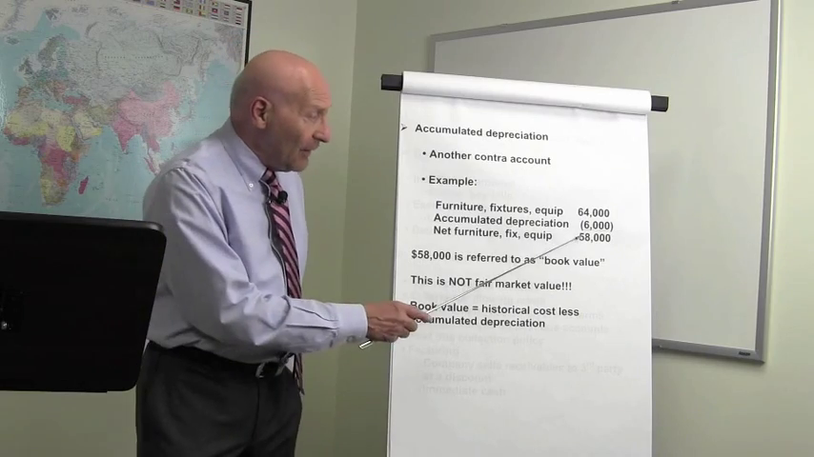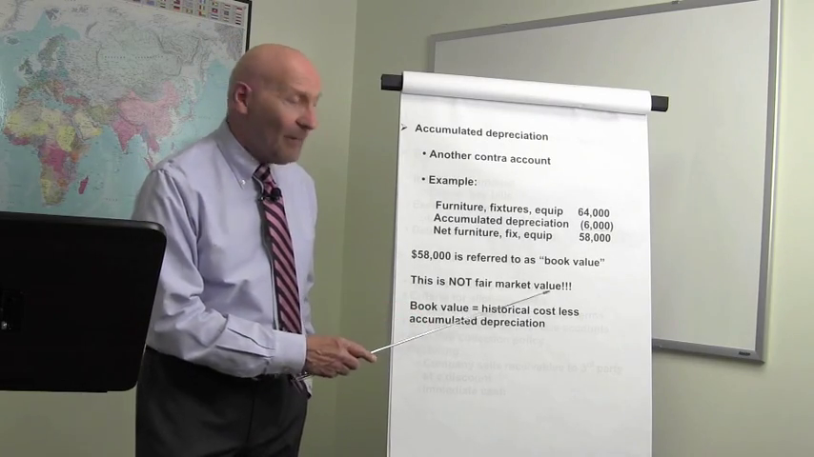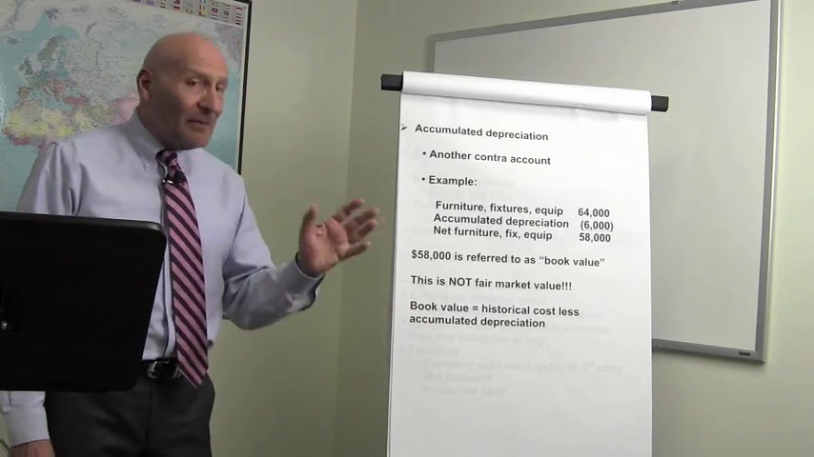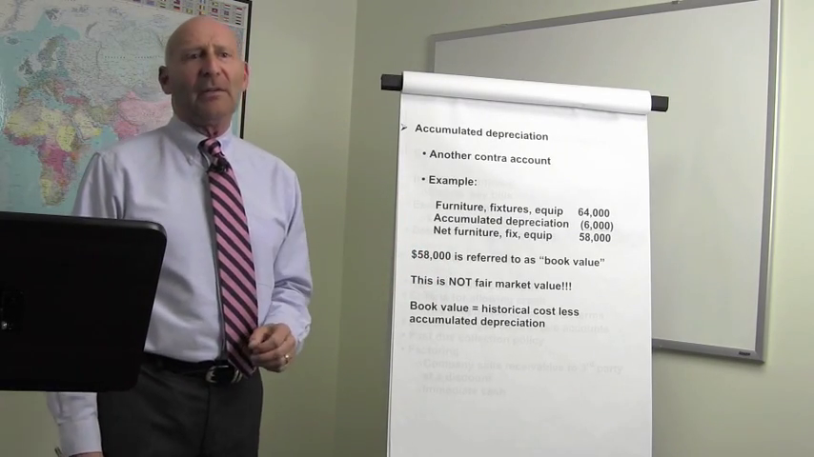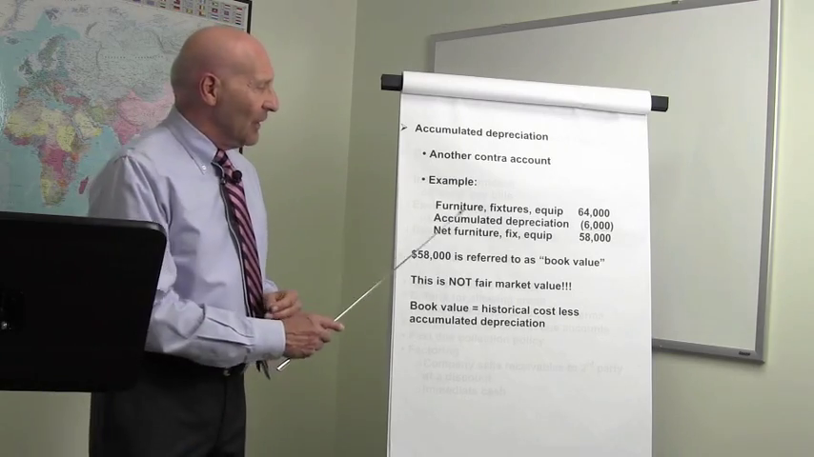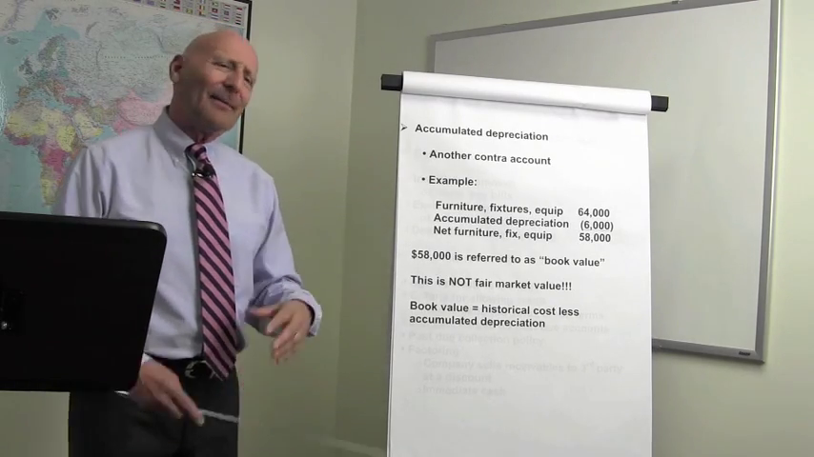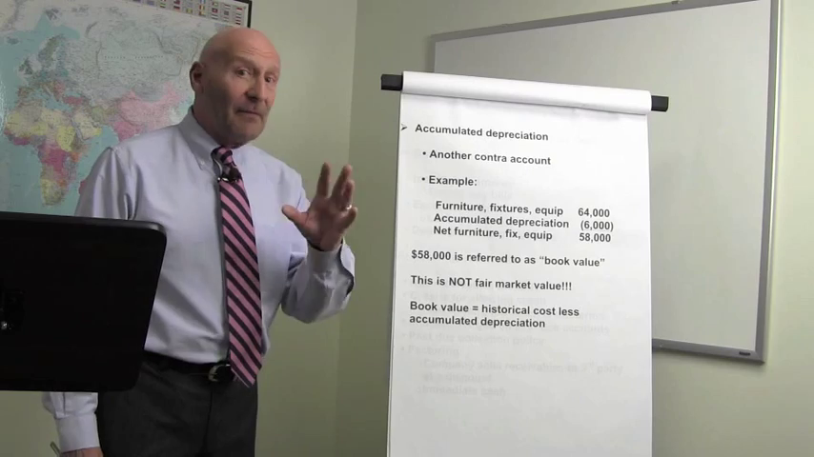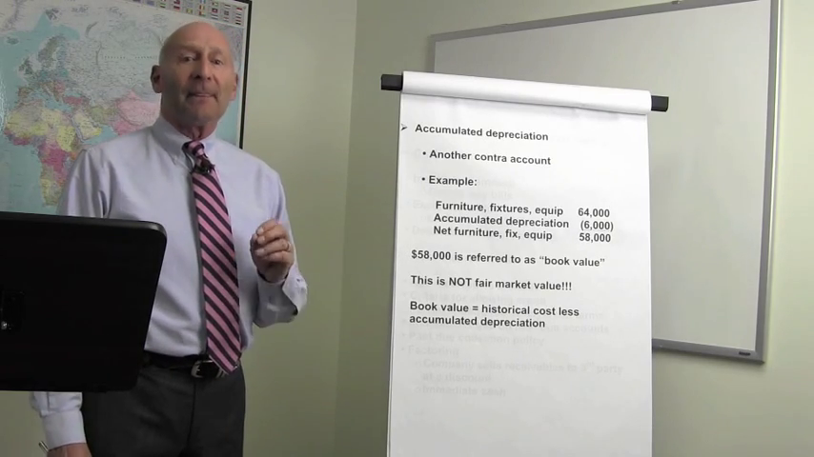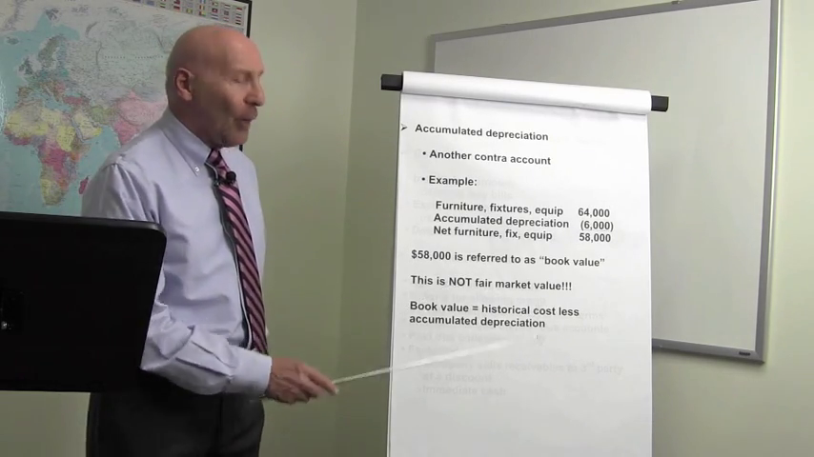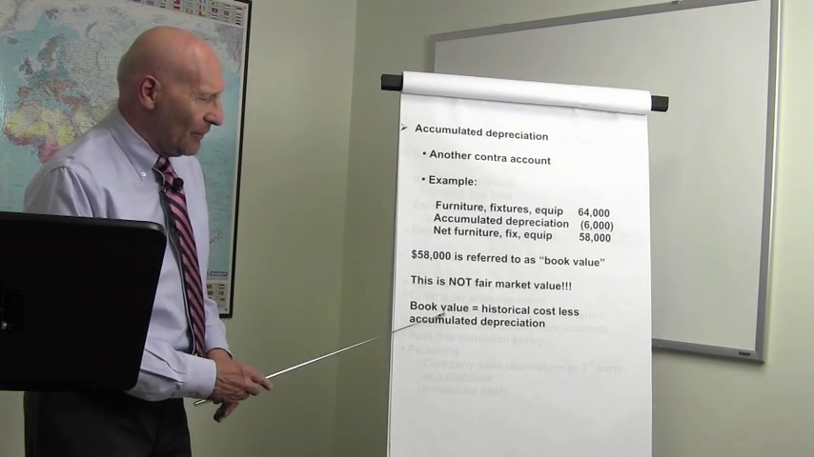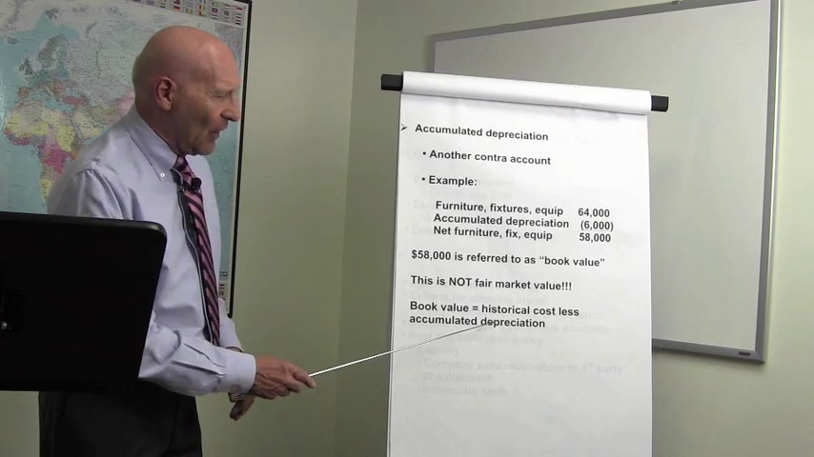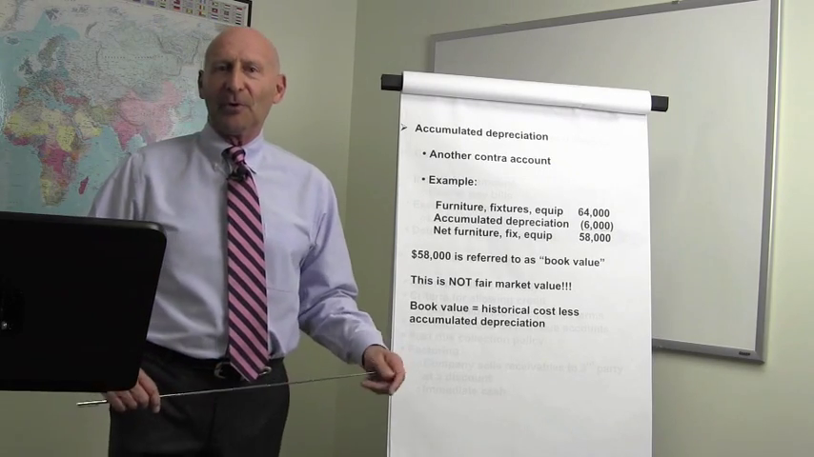Now, could the book value ever be the same as the fair market value? Just by coincidence, it might be the same. In other words, if we went out and asked how much this used equipment would be on the market, there's a very slight chance that the fair market value could equate to the book value, but that would be very, very unusual. So the book value is simply the historical cost less the accumulated depreciation.